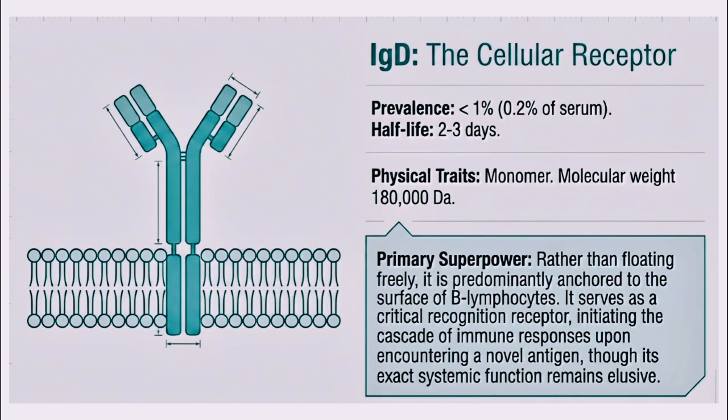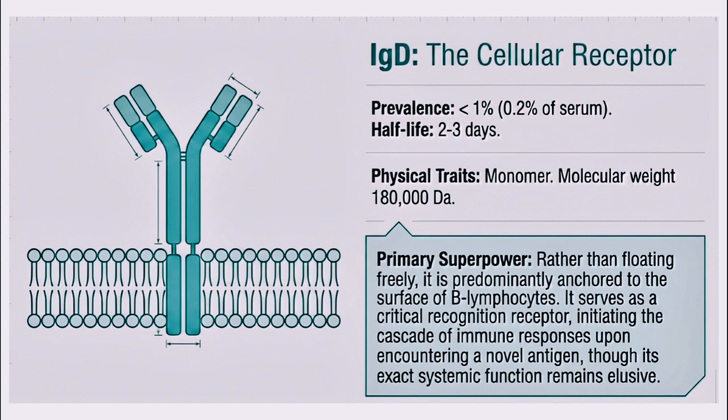So this is the last one, the fifth one, the immunoglobulin IgD, also known as the cellular receptor. If you see the prevalence, it's really less, less than 1%, 0.2% of serum. Half-life is also really less, 2 to 3 days. It is also a monomer.